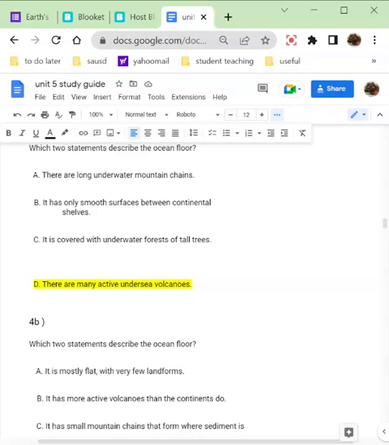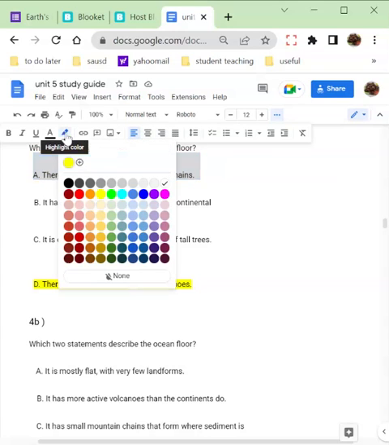Or it's covered with underwater forest of tall trees. So for sure not that. There's no trees down there. And the continental surfaces aren't smooth. Well, I guess then that can make it A, because when the volcanoes are dormant, I guess they are considered mountains. Okay.